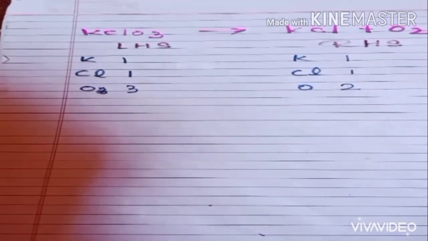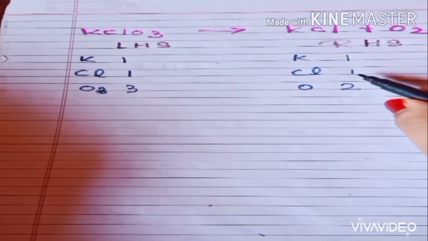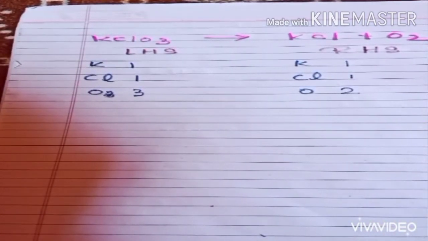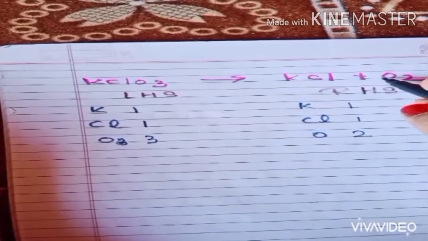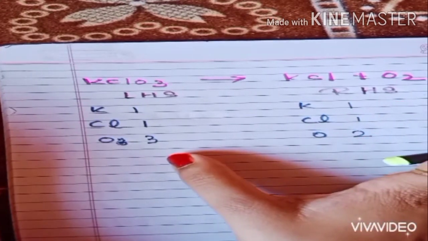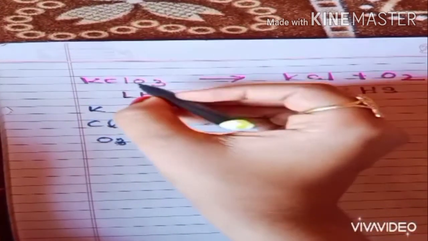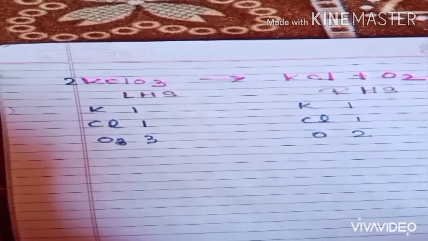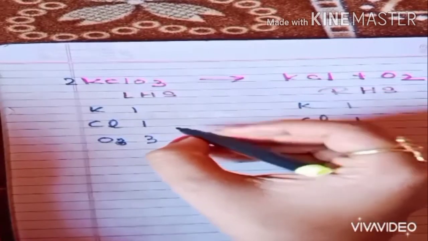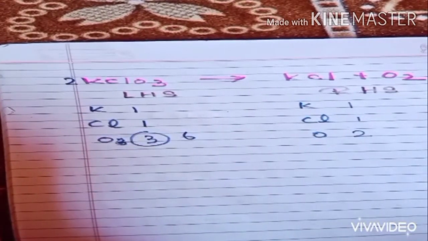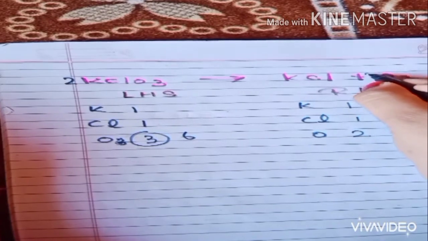My potassium is balanced, my chlorine is also balanced, but my oxygen is not balanced here. Here oxygen is 3 and here oxygen is 2. What should I do here? If we multiply by 2 here, it becomes 4, and the other is 3, so it is not balanced. So if we write 2 here, then the number of oxygen has changed here, so you have to write 6 here. And we also multiply by 3 here, then it becomes 6.